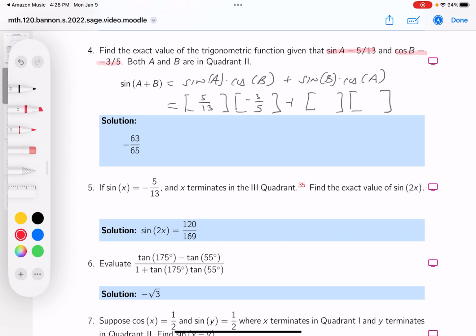Before I do that, I want to point out these are in the second quadrant, all right? And this is important information. And why is it important? I know the signs of both the sine and the cosine in the second quadrant. So the sine will be positive and the cosine will be negative, all right? So I got to figure it out. Now I want to look at this one over here, and I think I can do it.